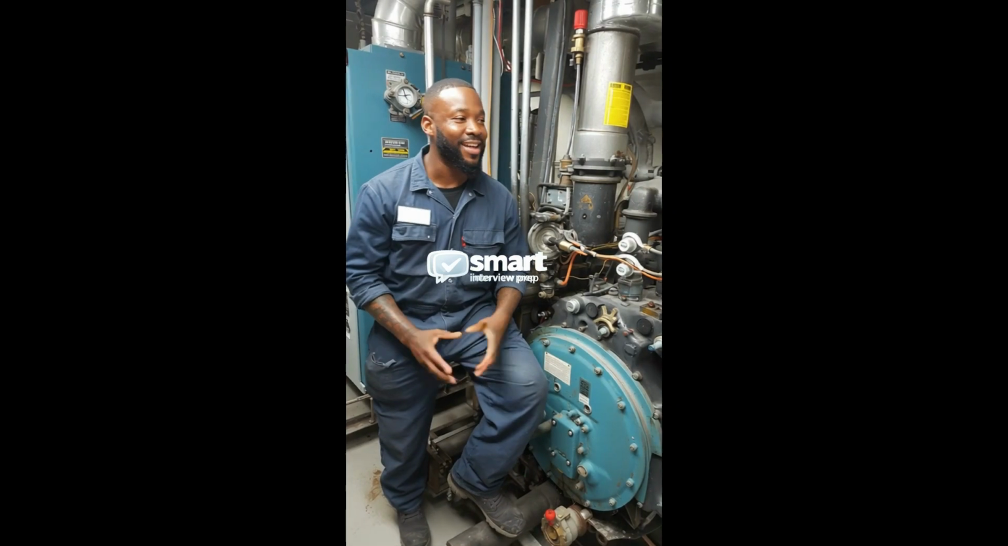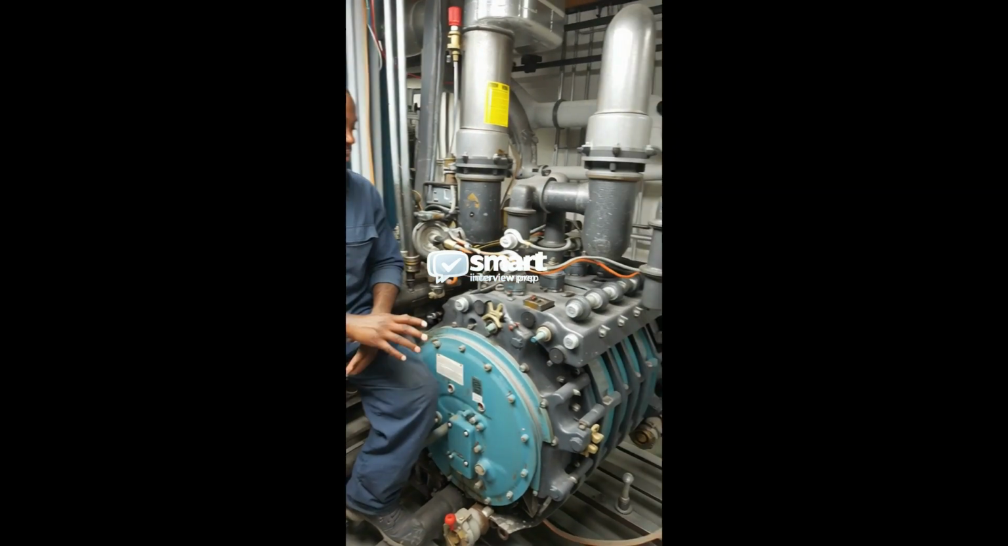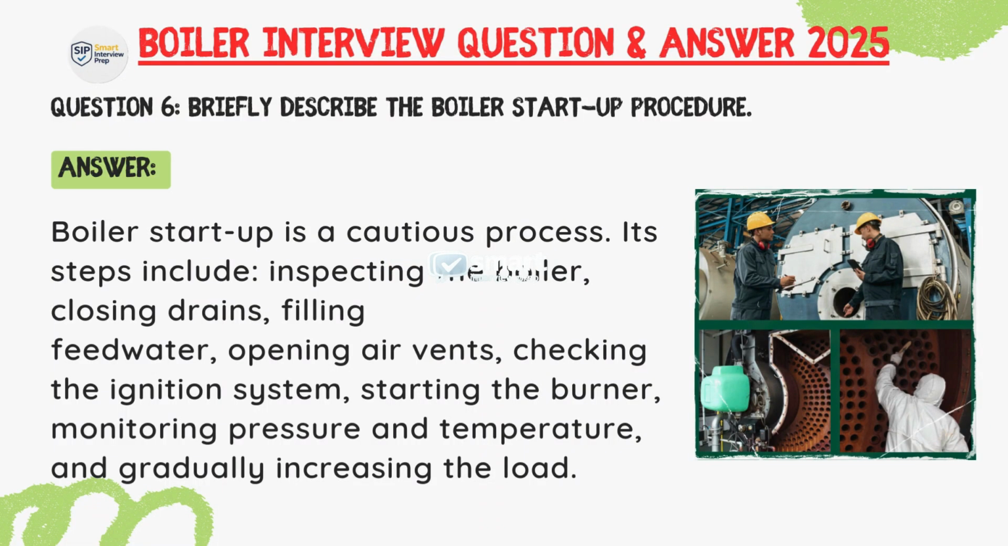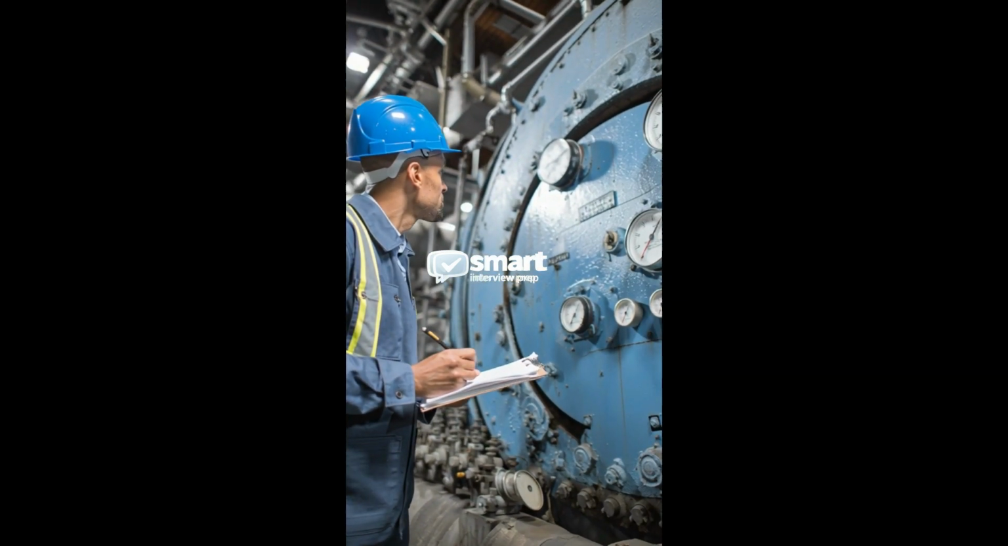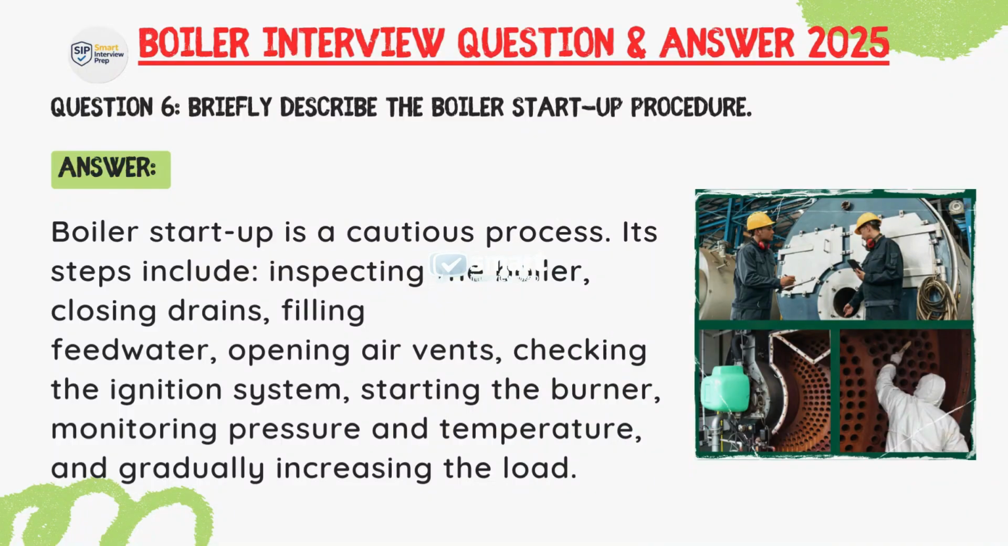Question: briefly describe the boiler startup procedure. Answer: boiler startup is a cautious process. Each step includes inspecting the boiler, closing drain, filling feed water, opening air vents, checking the ignition system, starting the burner, monitoring pressure and temperature, and gradually increasing the load.